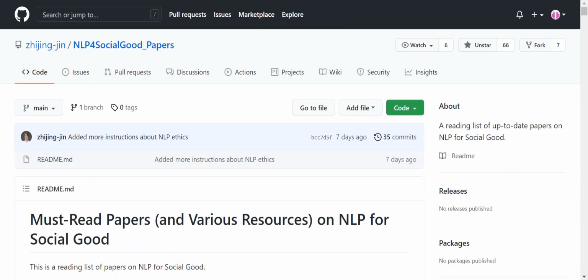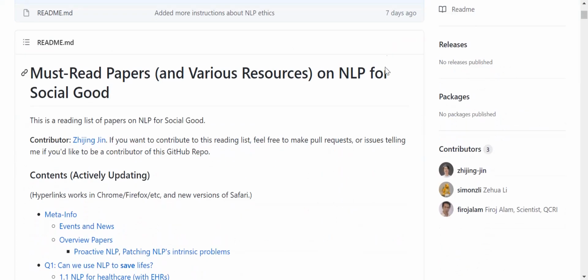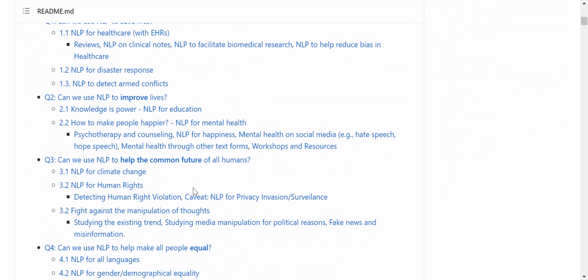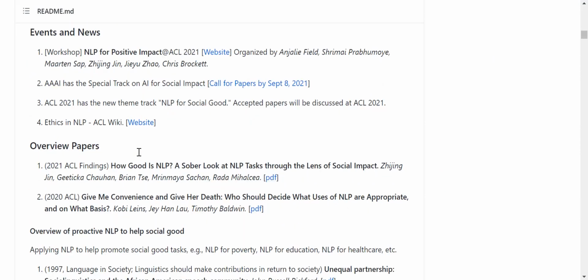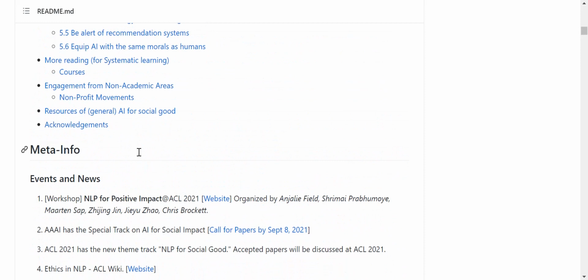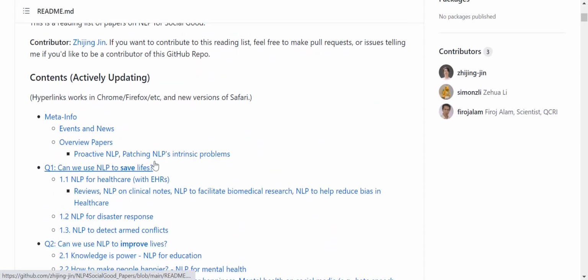So I recently came across this GitHub repository. It has papers on social good which use natural language processing. I wanted to read them, so I decided maybe I could just read them with you guys as well. And so we're going in an orderly fashion, I guess. So this paper was one of the first in their section.